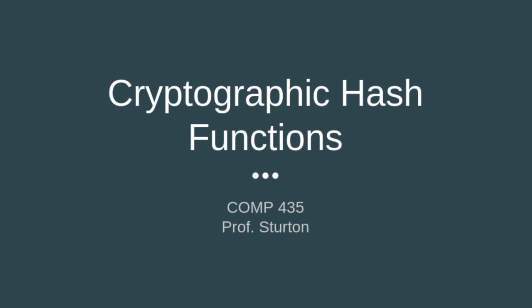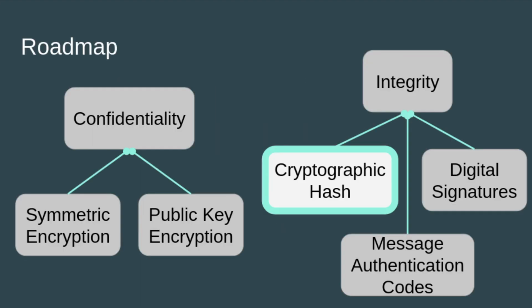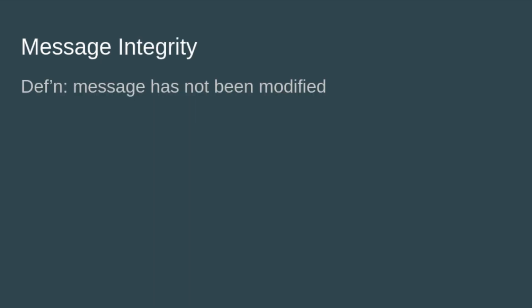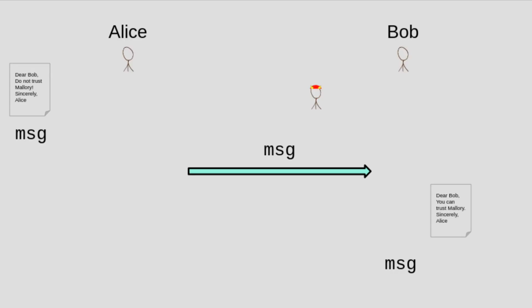Today we'll be talking about cryptographic hash functions. And we're talking about integrity now. Cryptographic hash functions are used to provide message integrity. So message integrity, remember, means that the message has not been modified.